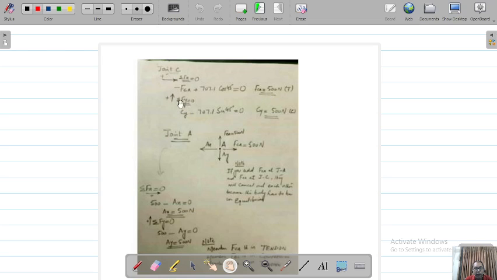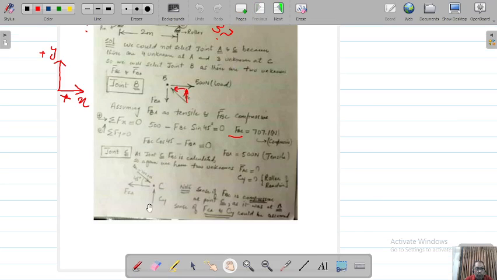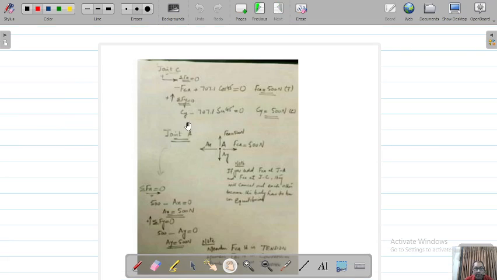Now we apply the vertical force, sigma Fy equal to 0. If we apply sigma Fy equal to 0, one component will be CY because of the roller, and the other will be because of force BC. It will be the sin 45 component, acting in the negative y, and CY will be acting in the positive y. So you can see CY in the positive y and 707.1 sin 45 minus. So CY comes out to be 500 Newton. So we have resolved the unknown forces at joint C, and then we go to joint A.